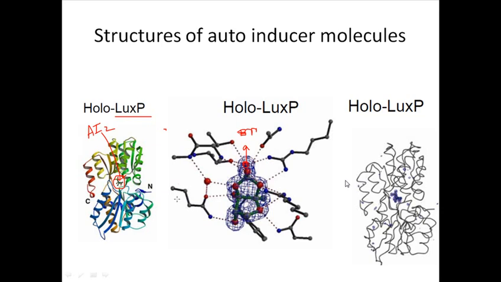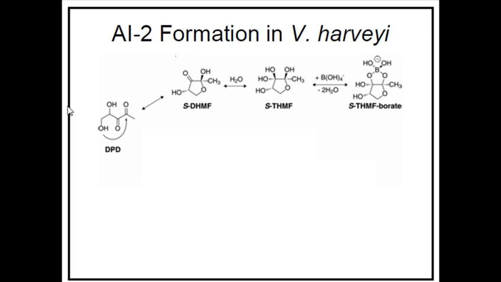So this is the electron density structure of this LuxP holo enzyme. And in the middle here we have the autoinducer molecule, which is much more clearly viewed in this case. So here is the formation strategy of autoinducer molecules. So what we have is this DPD molecule here. DPD in turn does not act as an autoinducer molecule.